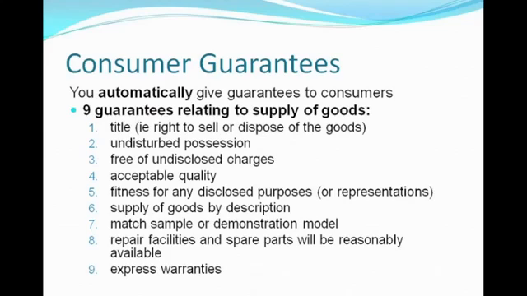If you are supplying goods, then you provide a guarantee as a supplier that you provide clear title to the person. So if you sell a car, you've got the right to dispose of the goods, and you give them undisturbed possession, free of any undisclosed charges. That means there's no mortgage over the goods. So if you're buying a car or a caravan or even a photocopier, someone else hasn't got dibs on it. Then, that they're of acceptable quality.